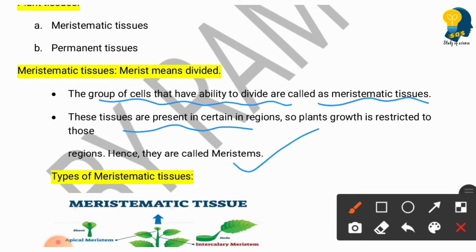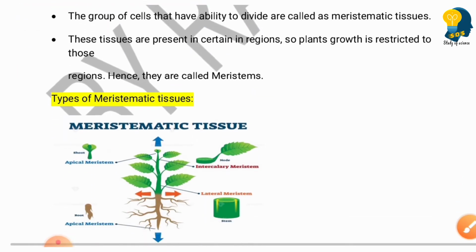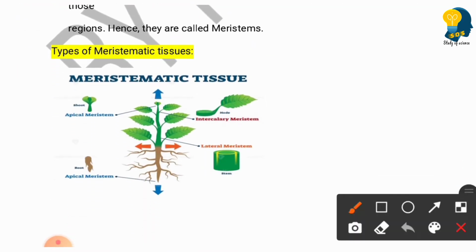Clear? Meristematic tissues are the group of cells which have the ability to divide. And these meristematic tissues are further divided into three types. If you look at this diagram, you will clearly understand. The first one is the apical meristem, the second one is the intercalary meristem, and the third one is the lateral meristem. Clear? Okay, now let us talk about each of these in detail.